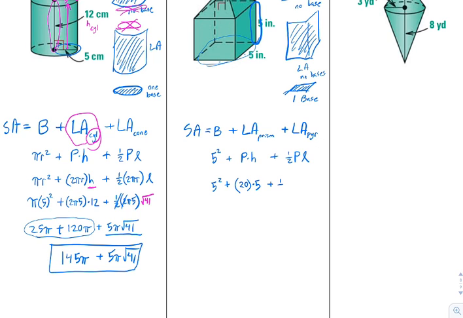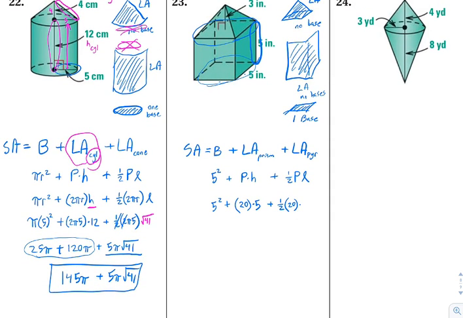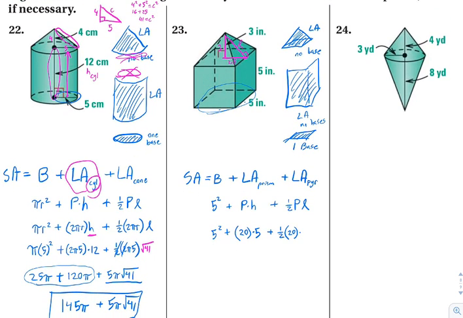plus 1/2. Now, the same base is on the pyramid as on the prism. So the perimeter of that square is 5 plus 5 plus 5 plus 5, or 20. And then times, and yet again, they didn't give us a slant height. So what I've got to do here is, in pink, say, well, I know this height here is 3. And I know the distance to the side here is half of the square, or 2.5. What I need to find is my slant height. I can do it right over here on the side.